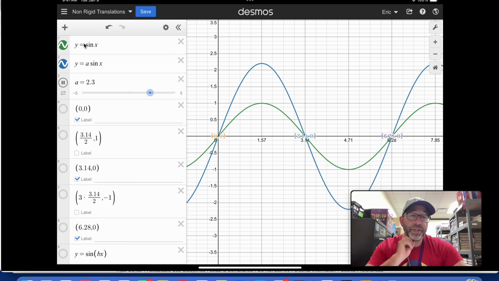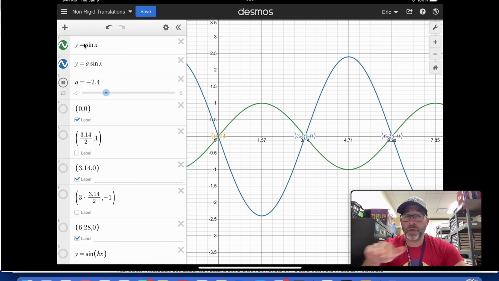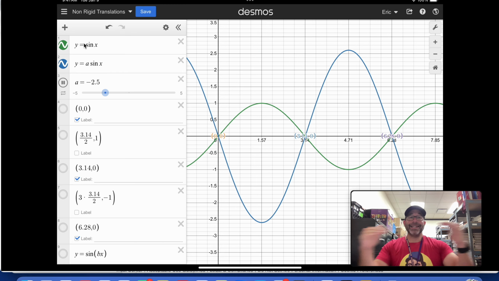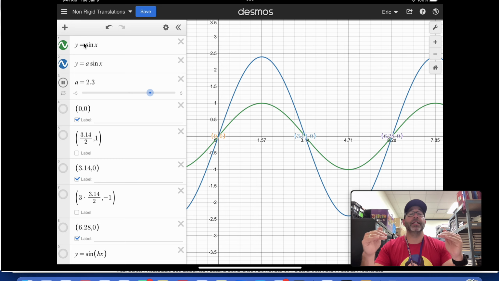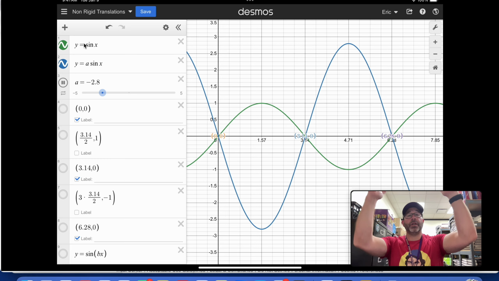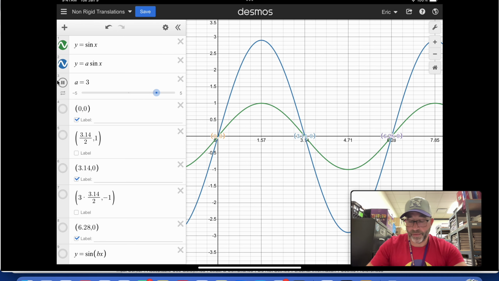Now look at the points 0, 0, 3.14, and 6.28. All three of those points are not changing. Side to side, my graph is not changing at all. My graph is getting taken and pulled in the upward direction and the lower direction, because what we're doing is changing the y value.